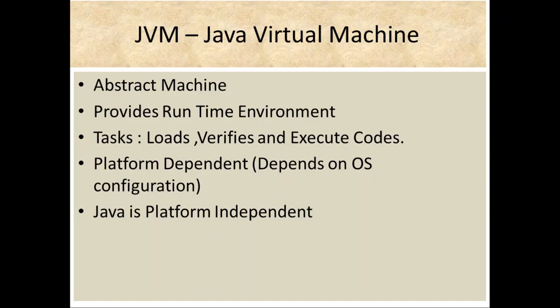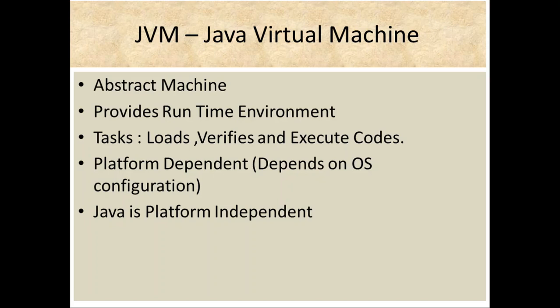JVM stands for Java Virtual Machine. It is an abstract machine. It provides a runtime environment. Friends, when we compile our source code, it gets converted into bytecode. That bytecode needs a runtime environment for its execution. So the JVM does the same thing. It provides a runtime environment for the executable bytecode.